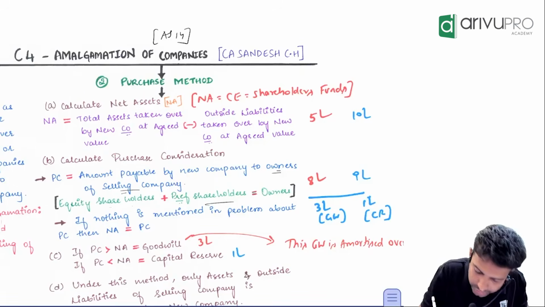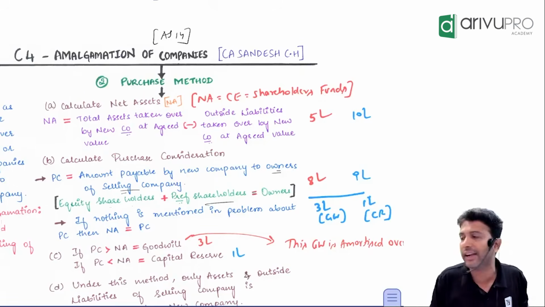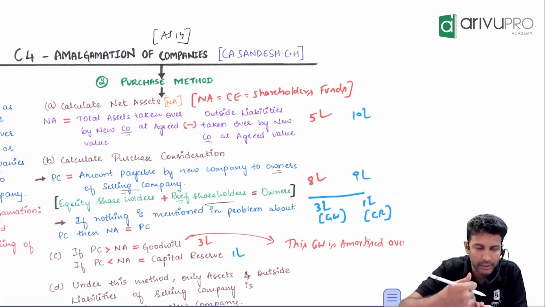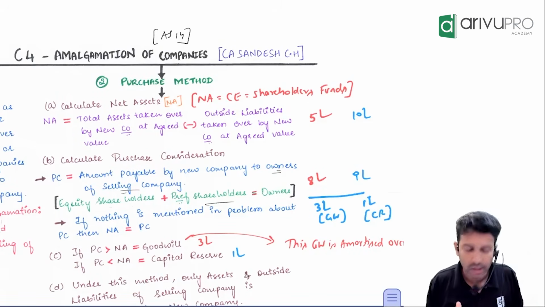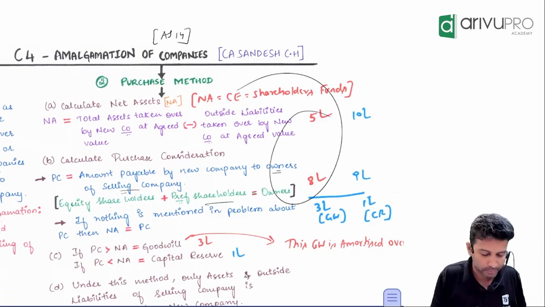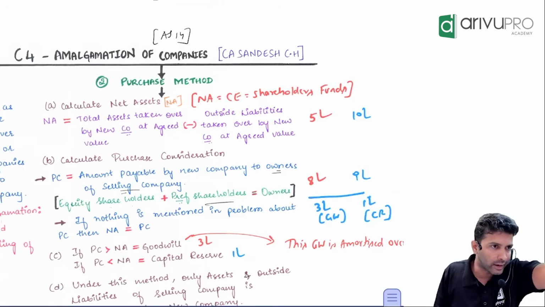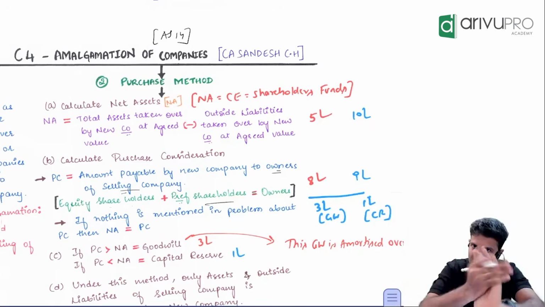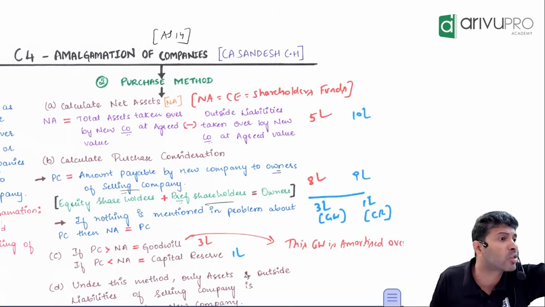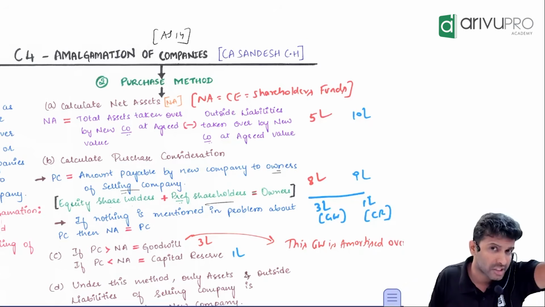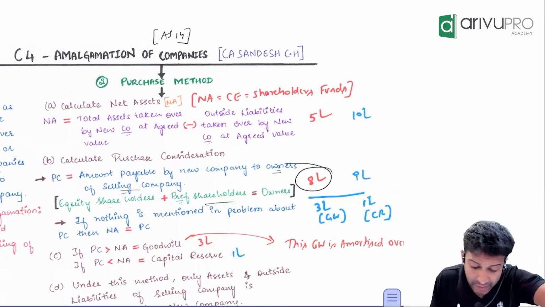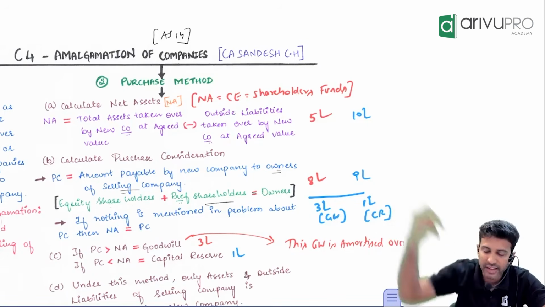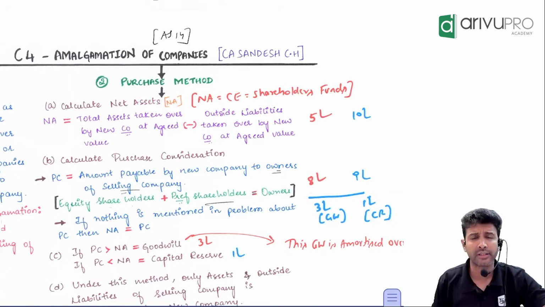Take these numbers and tell me whether the purchasing company made a good, profitable deal or a loss deal. Look at these two numbers. They took over net assets worth only how much, after adjusting all the liabilities? 5 lakh. But did the purchasing company pay 5 lakh or 8 lakh? 8 lakh. For a 5 lakh worth, we have paid 8 lakh.